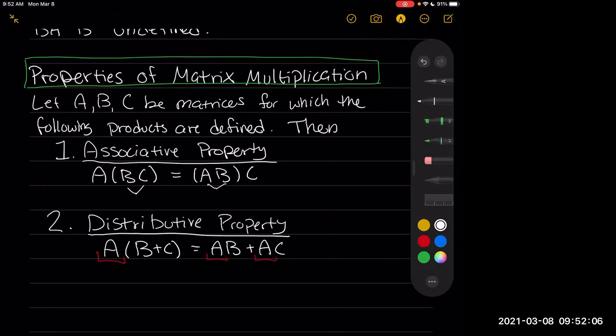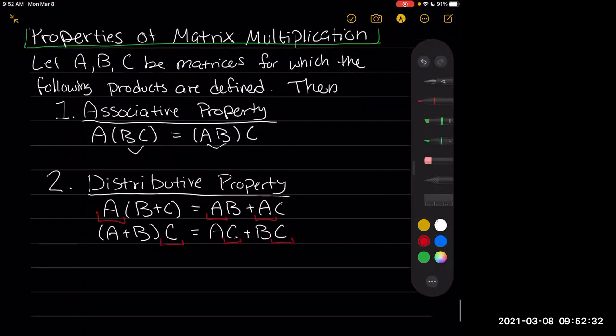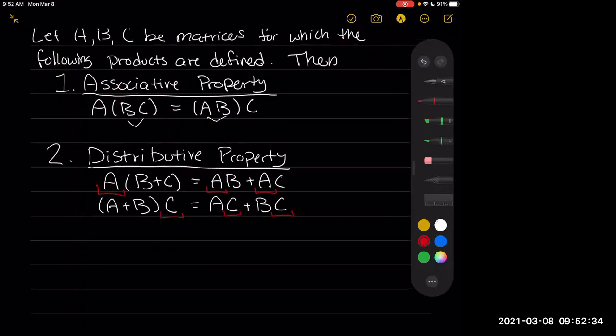Okay, and then we also have (A plus B) times C. This is A times C plus B times C. So similarly, since C is on the right, C will be on the right of each of these terms. We don't want to reorder them because, warning, there we go.